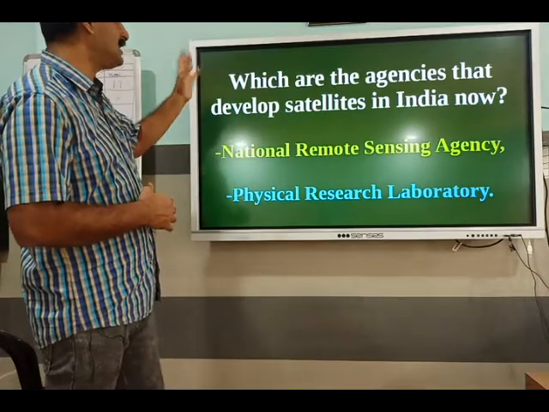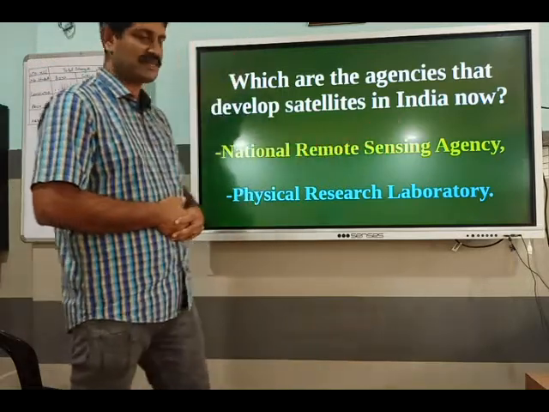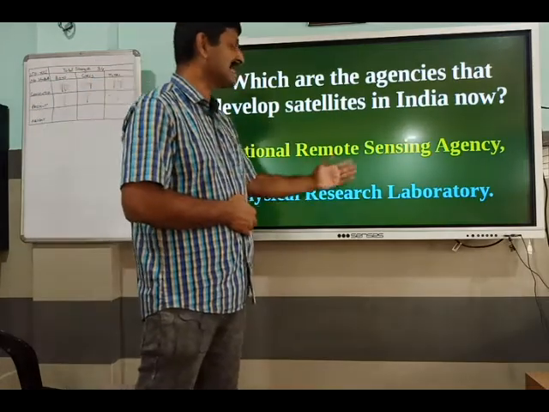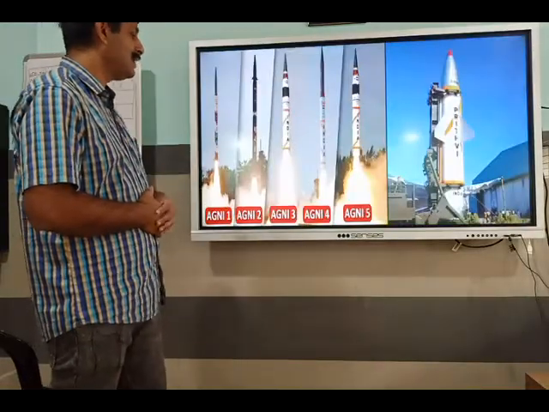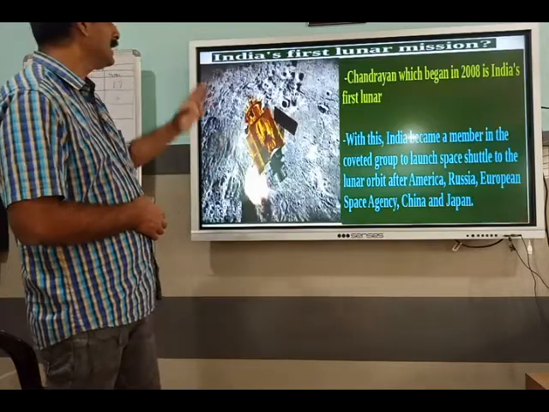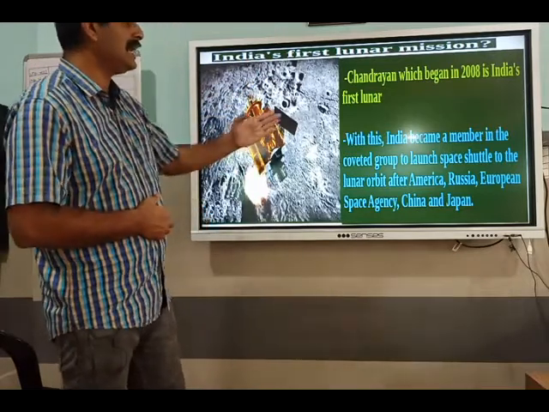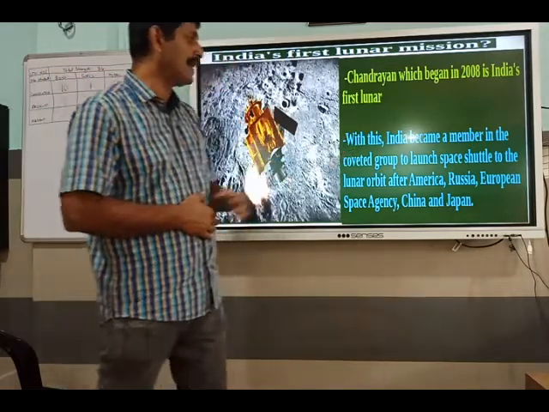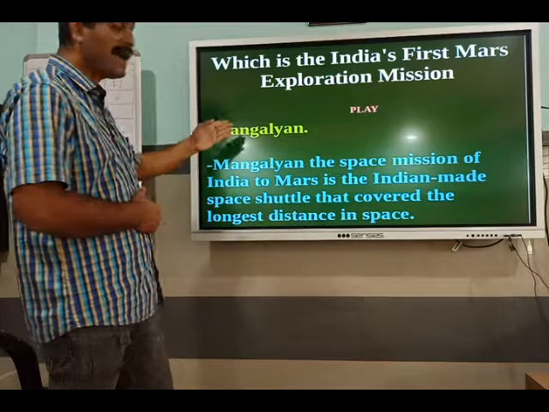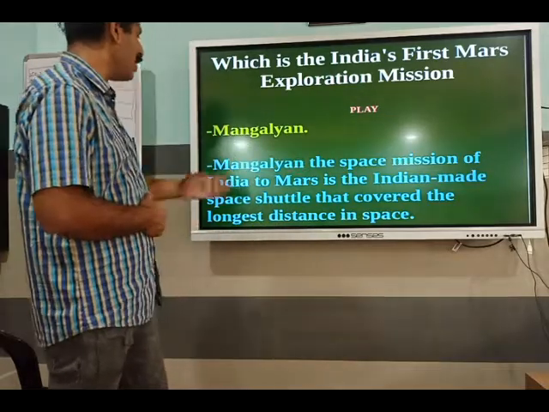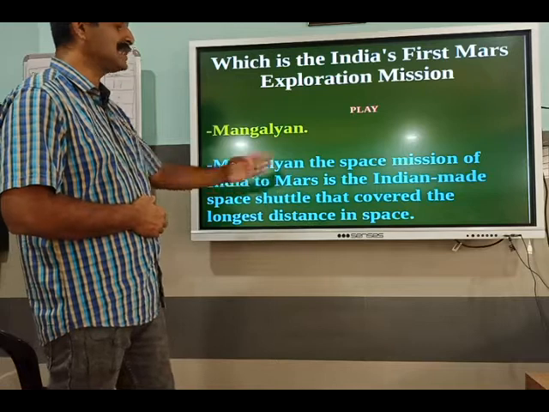Now, the agencies which are developing satellites in India: the National Remote Sensing Agency, and the second one is the Physical Research Laboratory. These are the agencies which develop satellites in India nowadays. Now we see the different satellites. India's first lunar mission, Chandrayaan, began in 2008. With this, India became a member of the coveted group of nations launching space missions. Now, which is India's first Mars exploration mission? Mangalyaan. Mangalyaan, the space mission of India to Mars, is the Indian-made spacecraft that covered the longest distance in space.